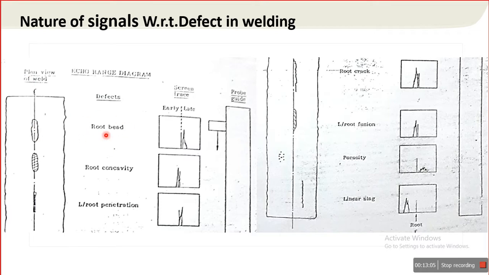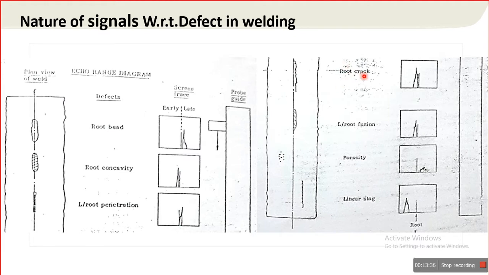So first one, root bend. If root bend is present inside the weld, screen gives us this type of echo. If there is a root concavity, then screen gives us this type of response. If there is a lack of root penetration, then screen gives us this type of indication.